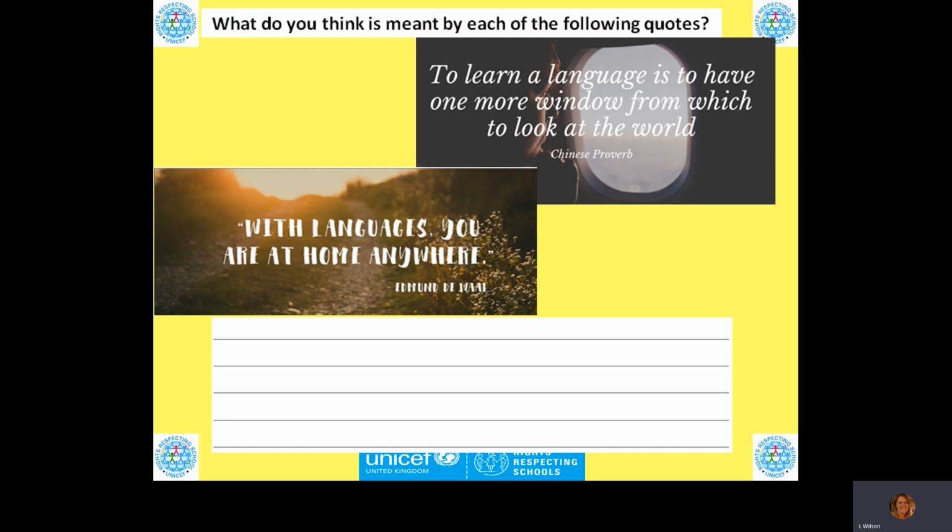So over to you now. We're starting to think about why it is important to learn a language. So what do you think is meant by each of the following quotes? So let's take a moment to look at these quotes, and then we'll give you 5 minutes or so just to write down on your sheet of paper what you think they mean.